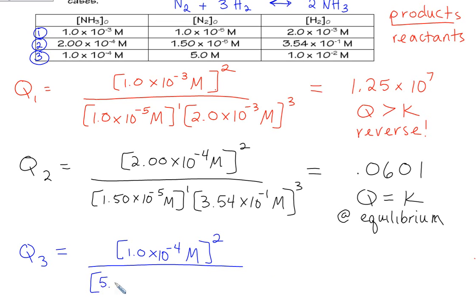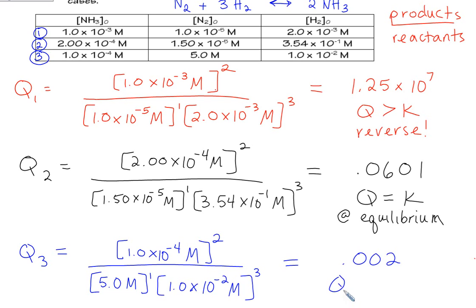Whoa, that's 5.5 molar nitrogen to the first and 1.0 times 10 to the negative second. That's my hydrogen to the third. So plug all this into my calculator, and I get about 0.002, which is too small. Q is less than K.